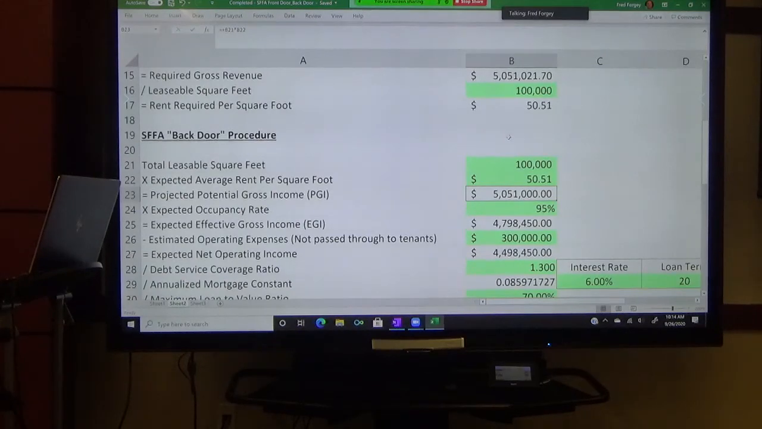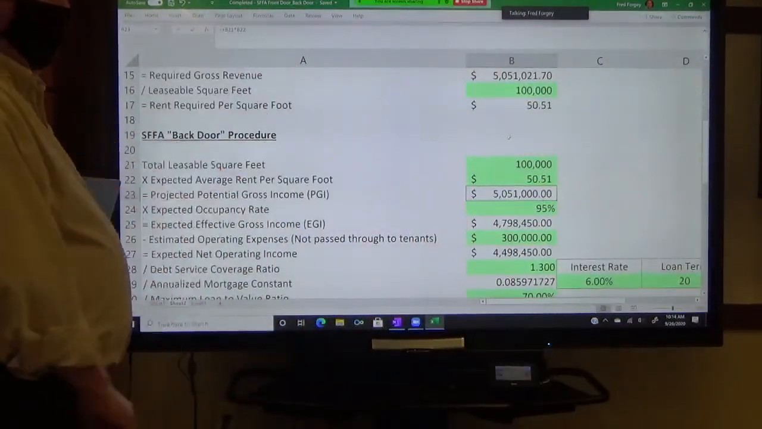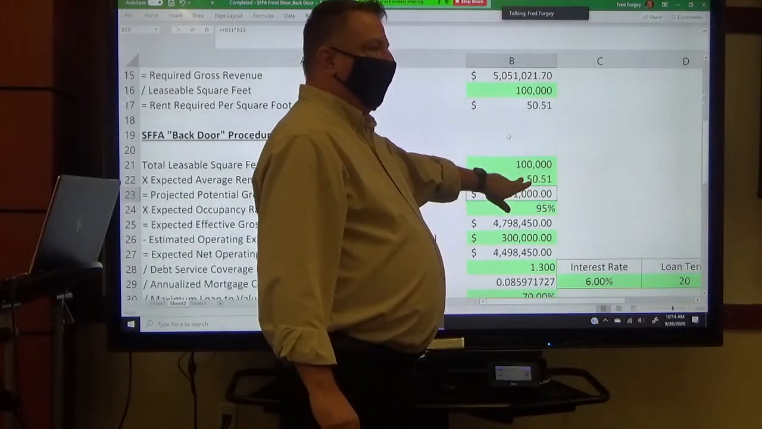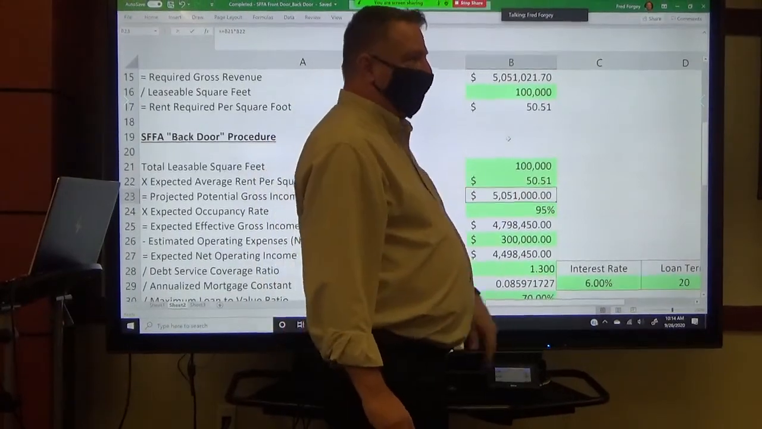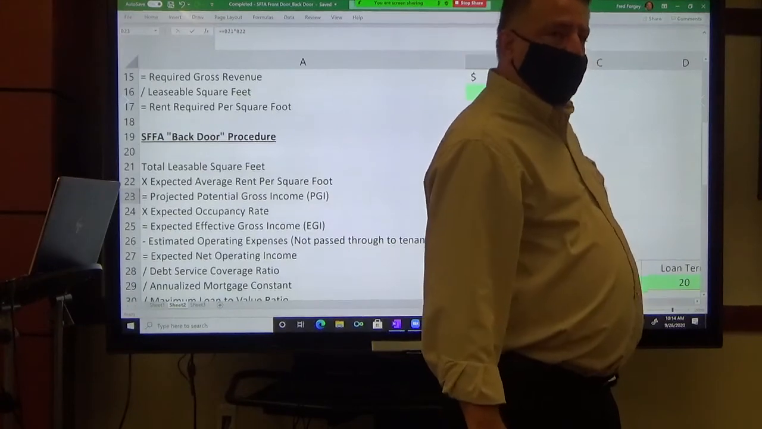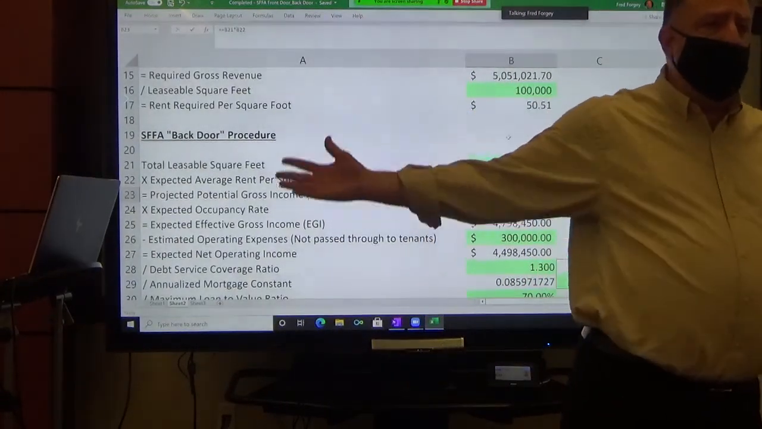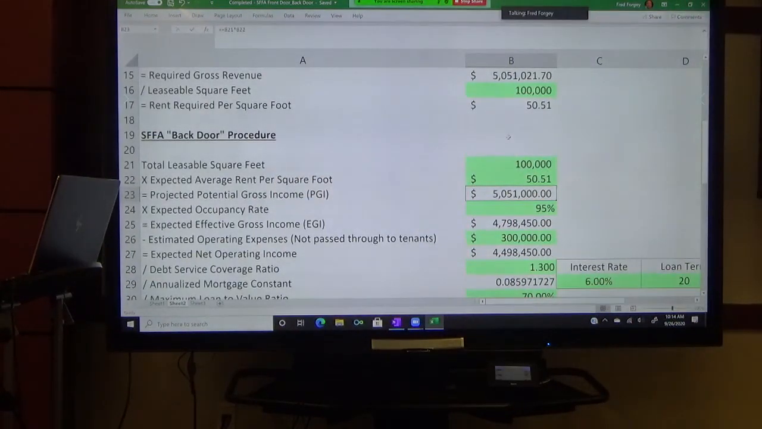But that one piece of information is what drives this whole model, in the sense of that rental rate of $50.51 here that we're using. That's driving the model. If we're wrong about that number, that we did not collect the right information from the market, and we're using the wrong number there, that throws off everything. That's why this sort of stuff is so important, to make sure that you're getting the right information, okay?